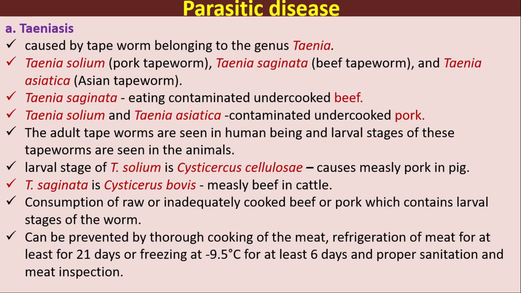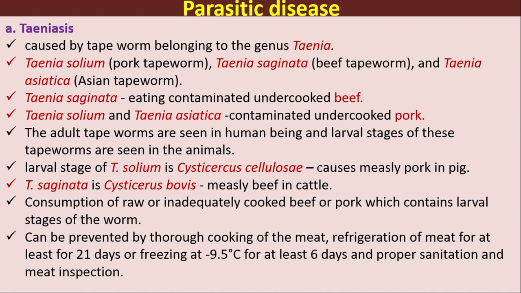Parasitic disease: taeniasis, caused by tapeworm belonging to the genus Taenia. Taenia solium is known as pork tapeworm, Taenia saginata is known as beef tapeworm, and Taenia asiatica is known as Asian tapeworm. Taenia saginata is acquired by eating contaminated undercooked beef.